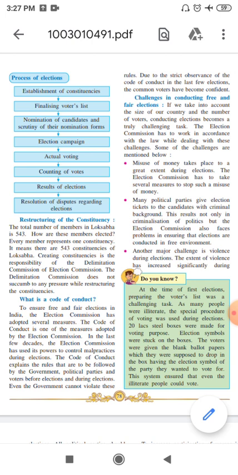Now actual voting, the day when the people cast their vote, actual voting day. Counting of votes, again now this process has become very easy due to the EVM machine, but 20-30 years ago it was very difficult to count votes. Results of election, followed by counting. Again, results of election are declared on the same day or the next day because of the EVM machine. So science and technology has facilitated this election process.